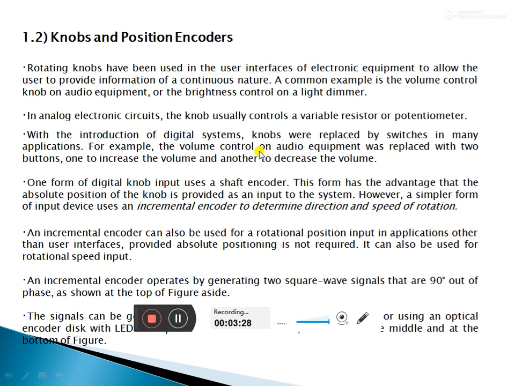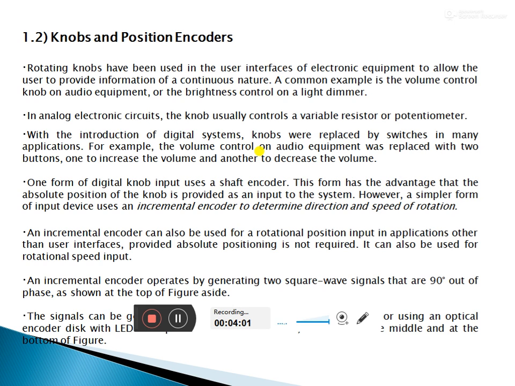Now we come to another device, that is knobs and position encoders. Knobs are used for interfacing of electronic equipment. For example, as electronics students, you have all seen the CRO, function generator and power supplies. The knobs are there. What is the function of a knob? It is an electronic switch.